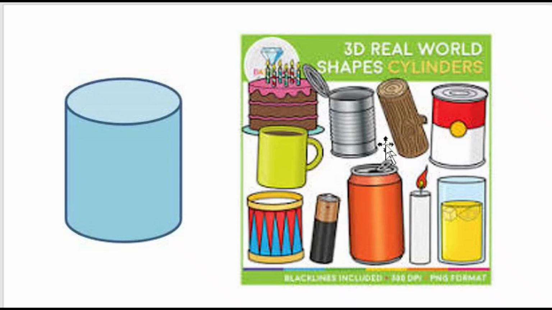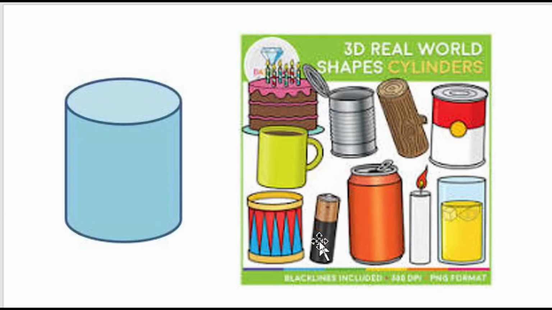Now, in the picture, certain things are given. What can you see in the picture? You can see one candle, a cake, a metal tin, a log, some glass, a tin, and a soda bottle. A Coke bottle. There's a Coke can.